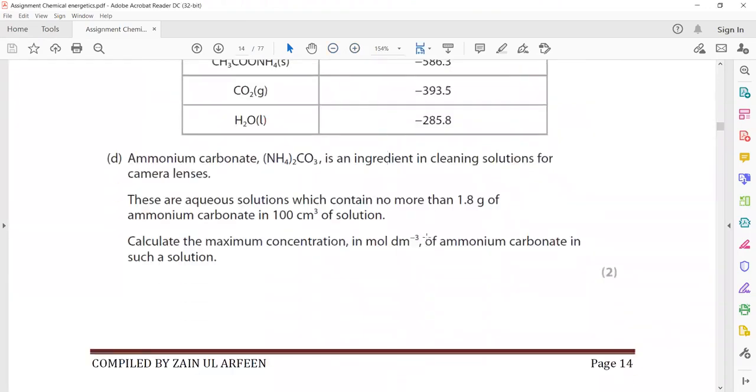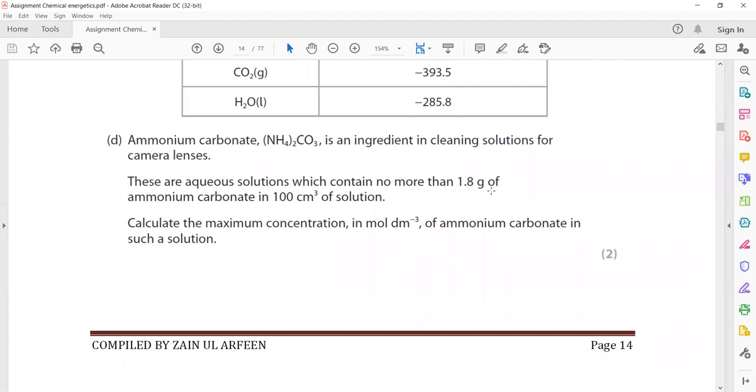Ammonium carbonate is an ingredient in cleaning solution for a camera lens. There are aqueous solutions which contain no more than 1.8 gram of ammonium carbonate in 100 cm cube. Calculate the maximum concentration in mole per dm cube. So we have the mass, which we will convert into moles, and we have the volume in cm cube, which we will convert into dm cube. The concentration in mole per dm cube is moles divided by the volume.